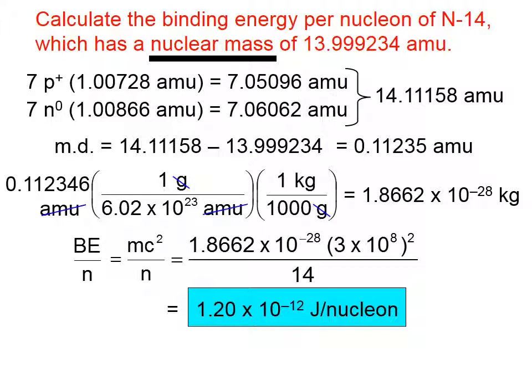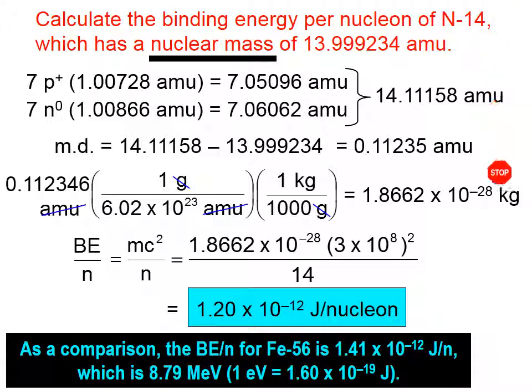And when you do that, you get a number that's 1.20 times 10 to the negative 12th joules per nucleon. Just as additional information, we said in an earlier lesson that iron-56 has the largest value of binding energy per nucleon, and you can see that it is, in fact, larger than what we got for nitrogen-14. It's 1.41 times 10 to the negative 12th joules per nucleon.